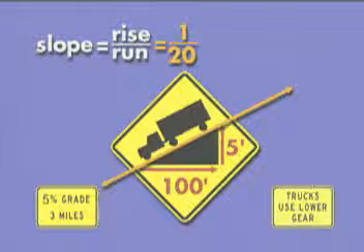1 over 20. But you don't always need to use a slope triangle and find the ratio of rise to run to find the slope. Come on, let's hit the ski slopes and I'll show you another way to find the slope of a line. What's the slope of this line?